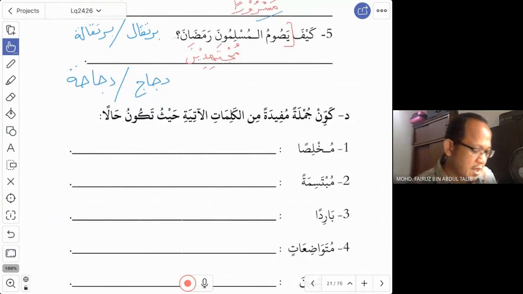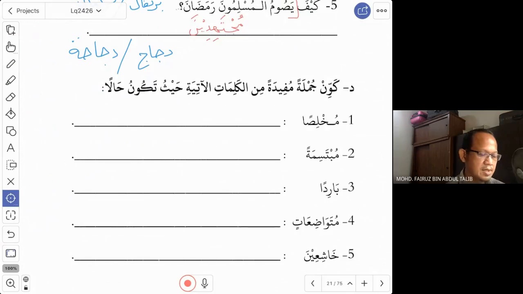And now, dal: mukhlisan, mubtasimatan, baridatan, mutawadi'an. I leave it for your homework. In the next class, if we have the time, we will go back to this. So try this. Mukhlis, sincere. Mubtasim, smiling. Barid, cold. Mutawadi' is from tawadu. What is the meaning of tawadu? Humble. So this is for jama'.